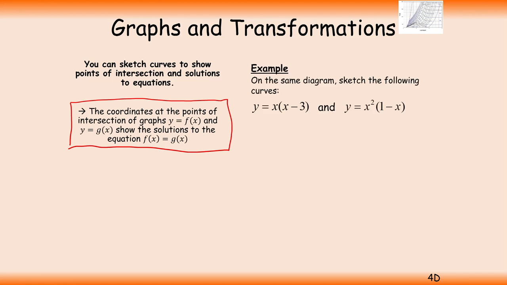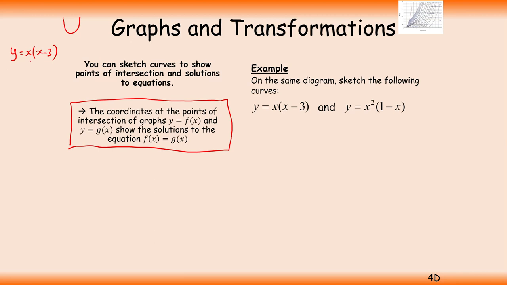In this example, it says on the same diagram, sketch the following curves: y equals x times (x minus 3) and y equals x squared times (1 minus x). In order to do that, we need to examine the kind of curves we've got. The first one says y is equal to x(x minus 3). Looking at that, I know when I expand it I'll get a positive quadratic, so it's going to be U-shaped like that. So that's the first clue.